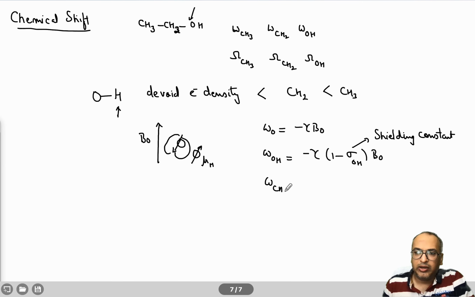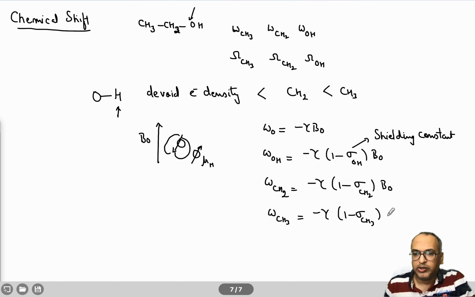Similarly, omega CH2 will have its own shielding constant, and similarly omega CH3 is negative gamma into 1 minus sigma CH3. So now you see that even though the applied magnetic field is constant for all the protons and the gyromagnetic ratio is constant for all the protons, it is the differences in the shielding constant which translate into the Larmor precession of different protons and then the offset of different protons, which is measured by NMR, right?